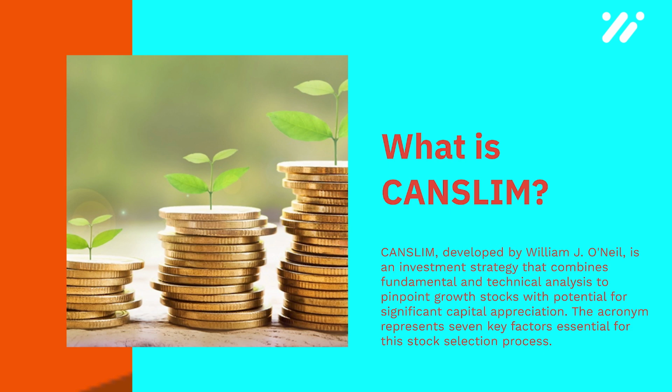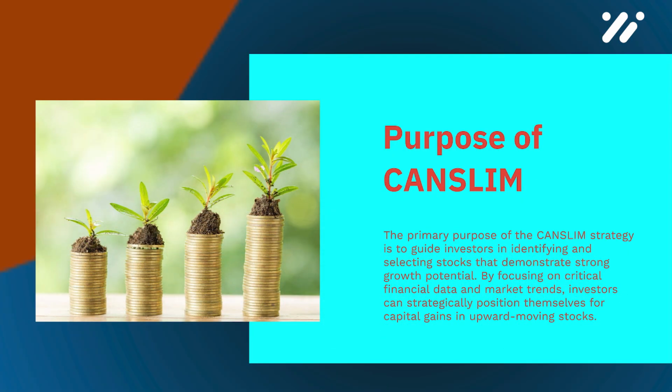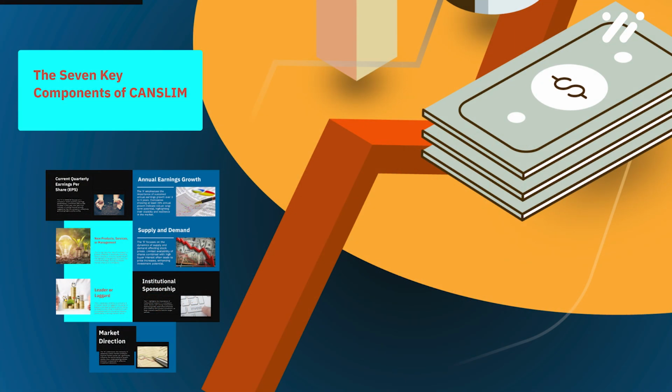The acronym CANSLIM represents 7 key factors that O'Neill identified as essential for identifying growth stocks with strong potential for significant capital appreciation. His approach combines both fundamental and technical analysis to uncover stocks that have the potential to outperform the market. The strategy is designed to help investors find high-growth stocks at an early stage in their upward trajectory, offering a systematic framework for stock selection and trading. Let's explore the 7 key components of the CANSLIM strategy.